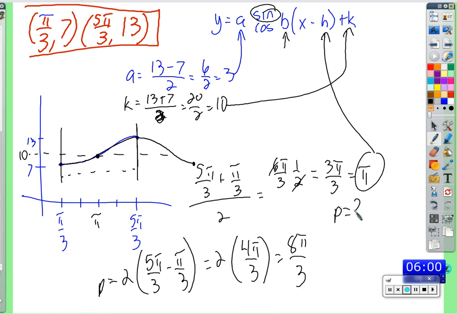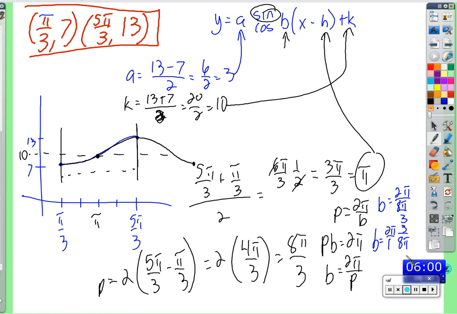Remember, period is equal to 2 pi over B. Let's just make a new equation that always solves for B rather than plugging in and then multiplying by B on both sides. P times B equals 2 pi. To get B by itself, divide by P. B equals 2 pi over P. So B equals 2 pi over 8 pi over 3. B equals 2 pi over 1 times 3 over 8 pi. 2 cancels with 8 to make 4, and pi cancels with pi as well. B equals 3 fourths.